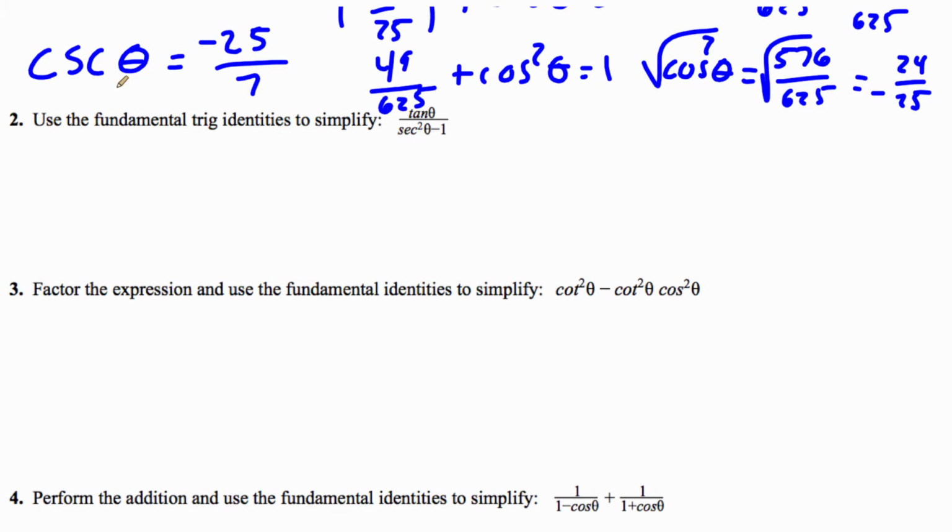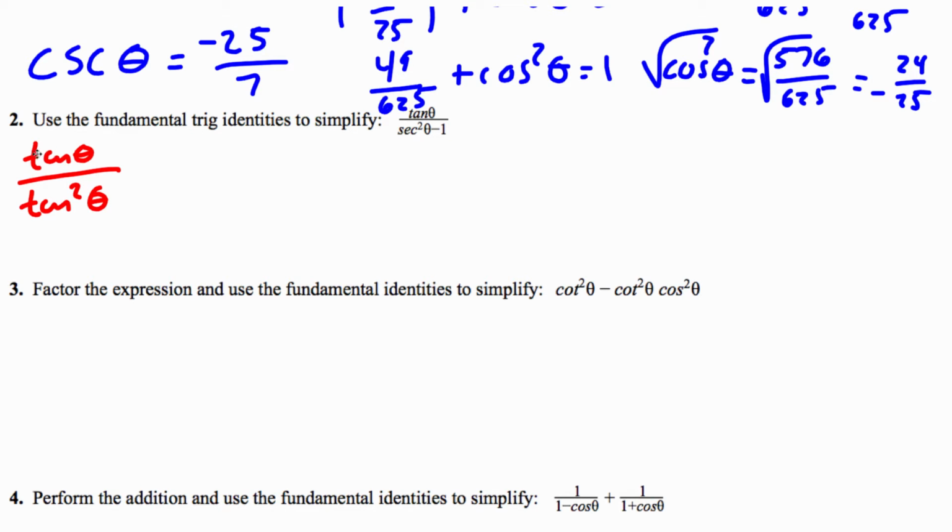In problem number 2, we're using some of our identities to simplify down this fraction, tangent over secant squared minus 1. First thing I see on bottom is we can use a Pythagorean identity to replace that secant squared minus 1. So we've got tangent squared of theta over tangent squared of theta.